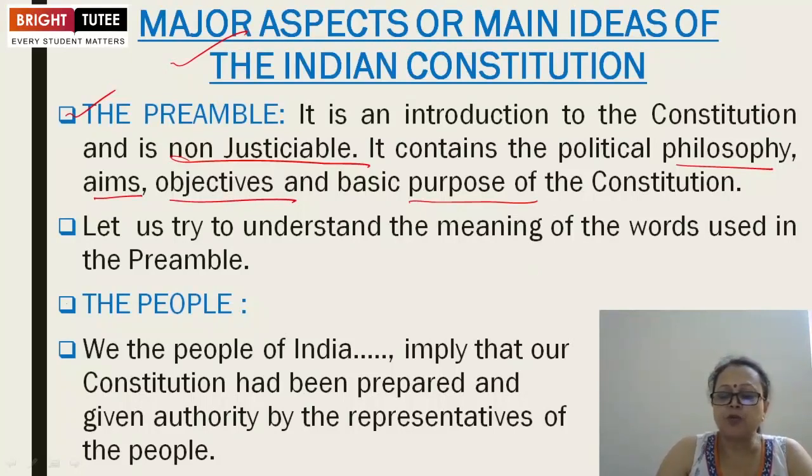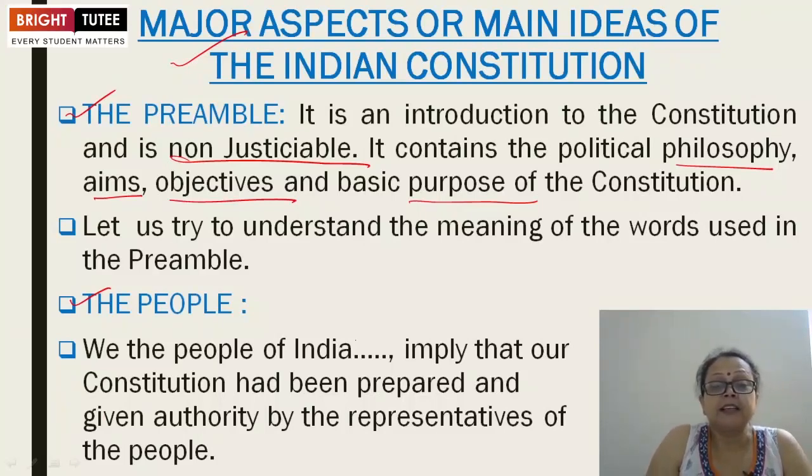So first of all, what is written? We the people. Why is it written "we the people"? Because in the previous slide we discussed that the constitution was framed or written by the Constituent Assembly. 299 members were there, and these members were indirectly elected by the people. So in both ways, the involvement of the people was there in the constitution making.